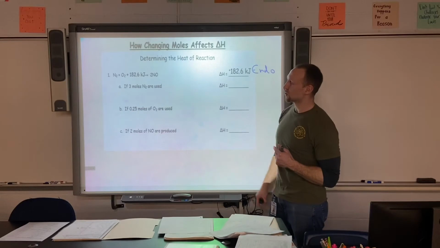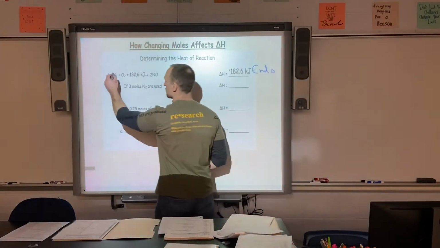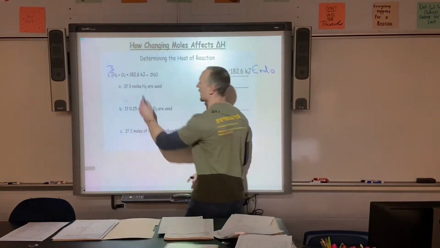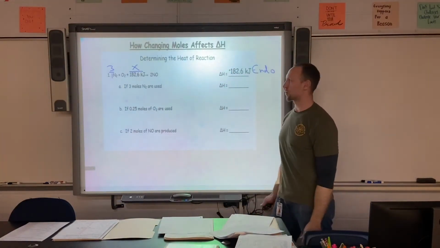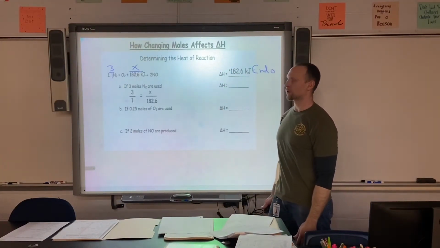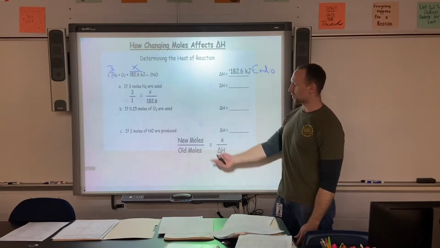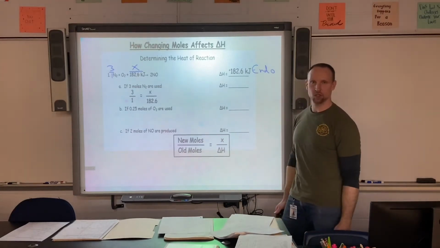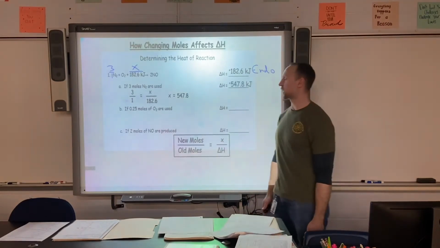So let's say I use 3 moles of N2 instead of the original amount. The original amount was 1. So what if I use 3 moles instead of 1? How does that affect my delta H? It's just like stoichiometry. So 3 over 1 equals X over your delta H. You can think of it as new moles over old moles equals X over your delta H. That's a good way to look at it. So you cross multiply and you get 547.8 kilojoules.